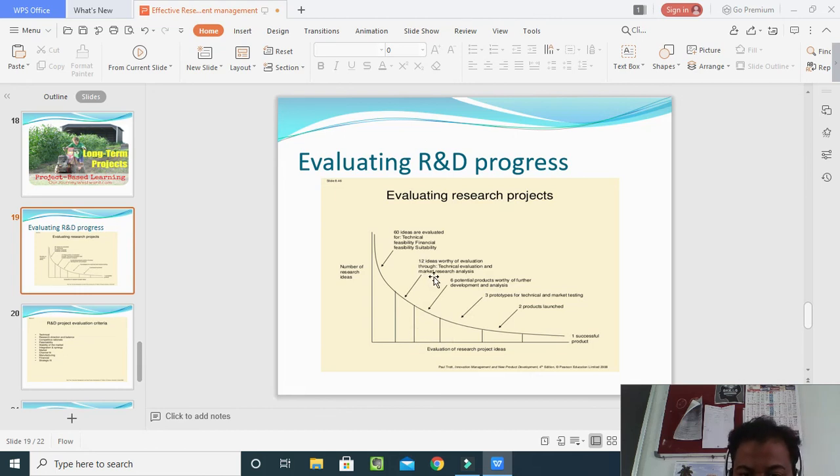Next, 12 ideas worthy of evaluation through technical evaluation and market research analysis. With the help of technical research evaluation and market research analysis, they will take it. Now 60 ideas are evaluated for technical feasibility, financial feasibility, and suitability. All these things will come. So this is a process of how the number of research ideas will help in the evaluation of the research project ideas, and this process is nothing but how to evaluate the research projects.